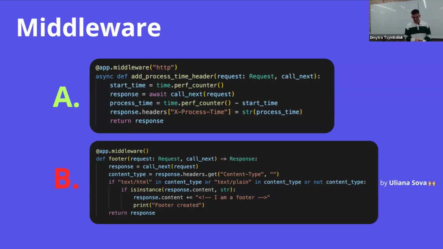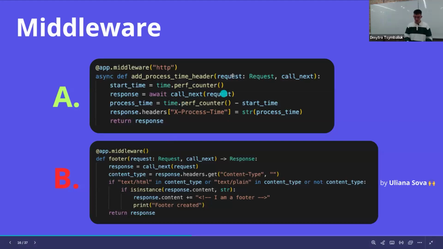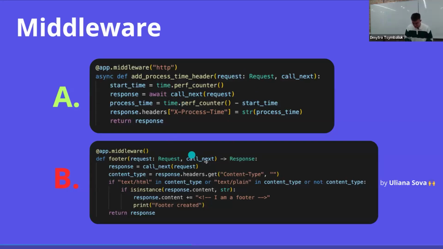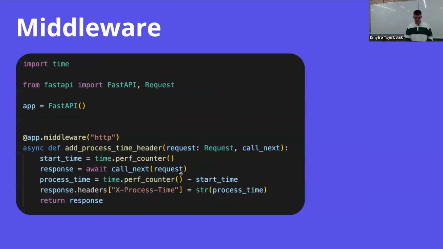So yeah, I have only two options. But as well, it's not that different. We have almost the same decorator and the same function with the same arguments and the same call next function. So yeah, it's almost the same. So that's how you create, register and add middleware in your FastAPI application.